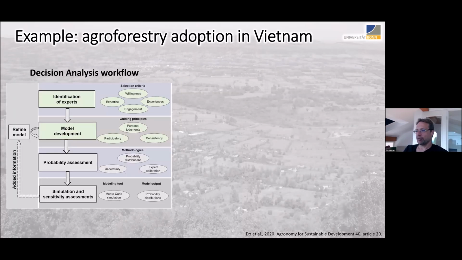So this analysis was done by Hua Do, who has just submitted her PhD thesis in my team. I just found out last week, so she's going to graduate soon. And this is her workflow here. Basically, she identified experts first, and together they developed a model. They did this probability assessment, ran simulations, and then added information if necessary and refined the model. It's basically a modification of the process that I just showed you already.